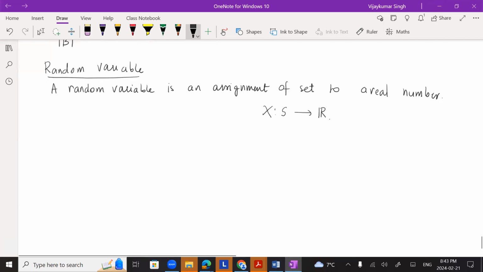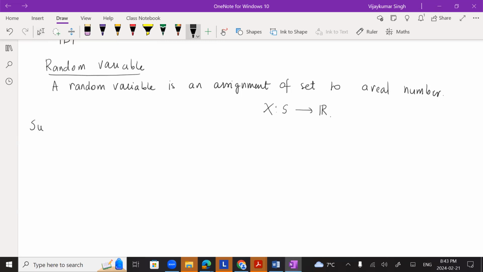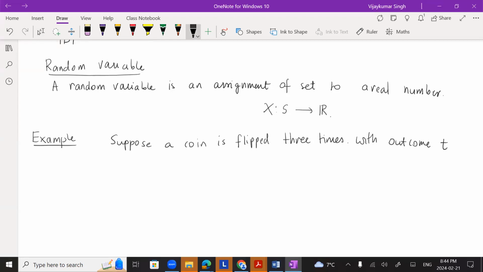Okay, so let's look at an example. Suppose a coin is tossed or flipped 3 times, with the outcome being, say, T. For example, one outcome of T could be H H H. You have basically 8 possible outcomes, 2 times 2 times 2, right? All the possible outcomes.